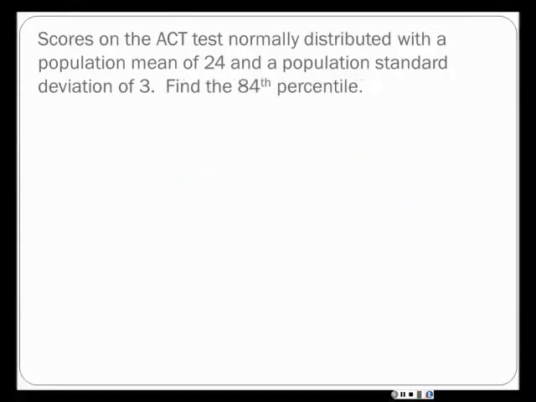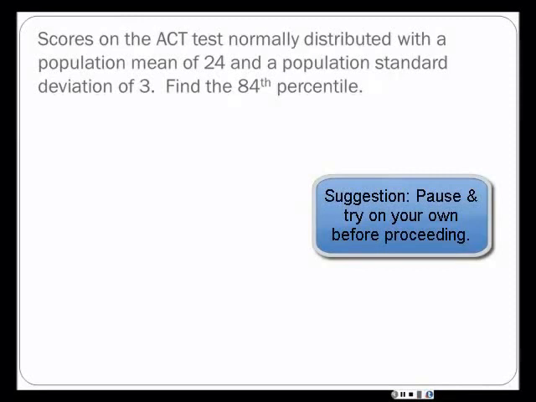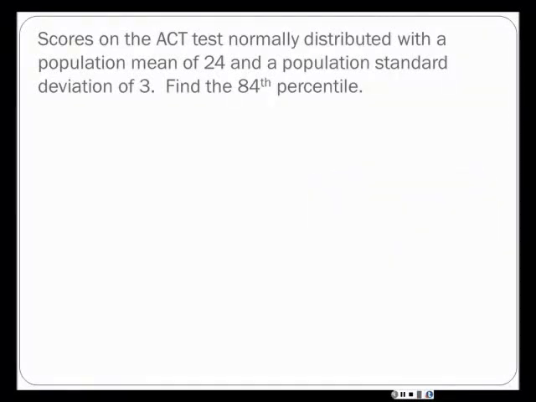Okay, try and find the 84th percentile. And we've got the 0.5 below the mean. So how many standard deviations above the mean are we going to be? 0.34. It's going to be 1 standard deviation above the mean. I'm going to draw it here, but the 84th percentile is going to be 0.34 above the mean.